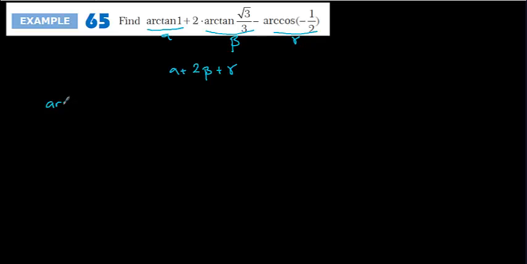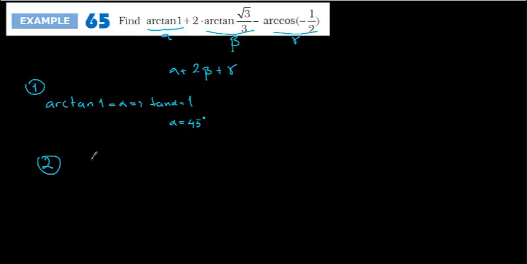If arctangent 1 is equal to alpha, this implies that tangent alpha is equal to 1. So alpha is going to be 45 degrees. We can calculate this one from the table. The second one, this is 1, 2.